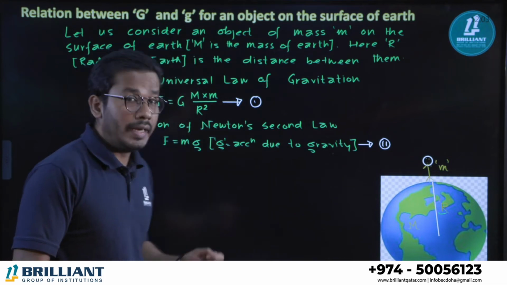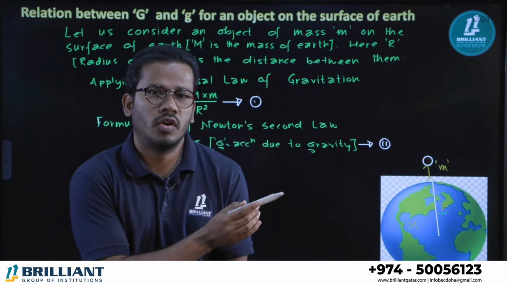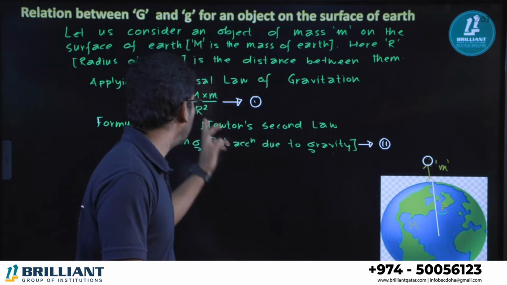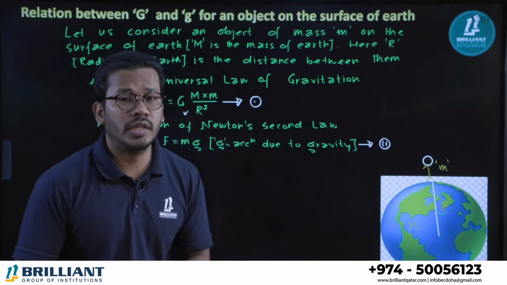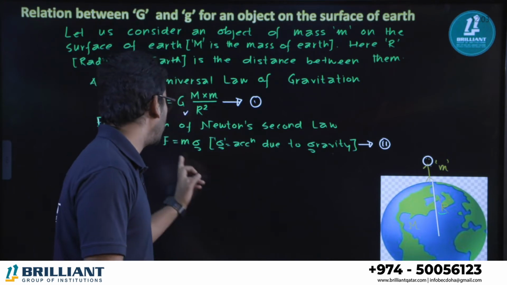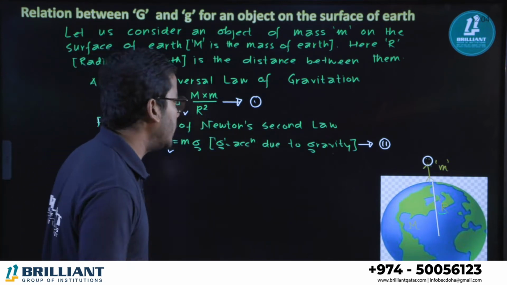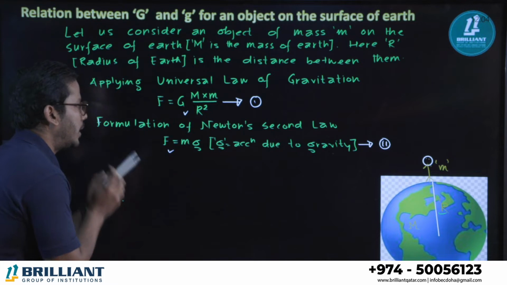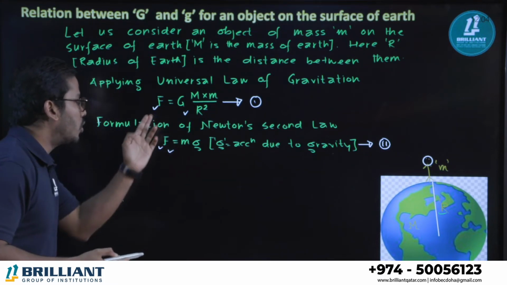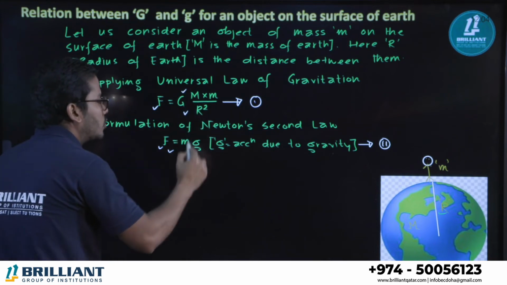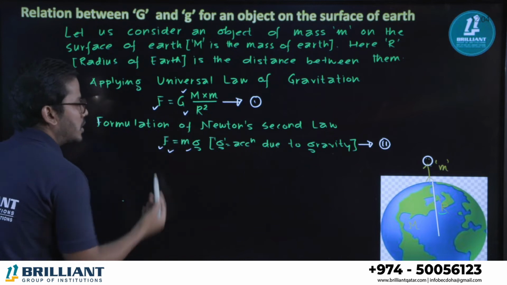All right. What did I do after that? In this situation, I applied the universal law of gravitation. What did I do next? I applied the formulation of Newton's second law. There you go. F is equal to mg. So this is it. You can clearly see that both forces are equal. Now since both forces are equal, the corresponding values should also be equal to each other. Yes or no? Getting me?